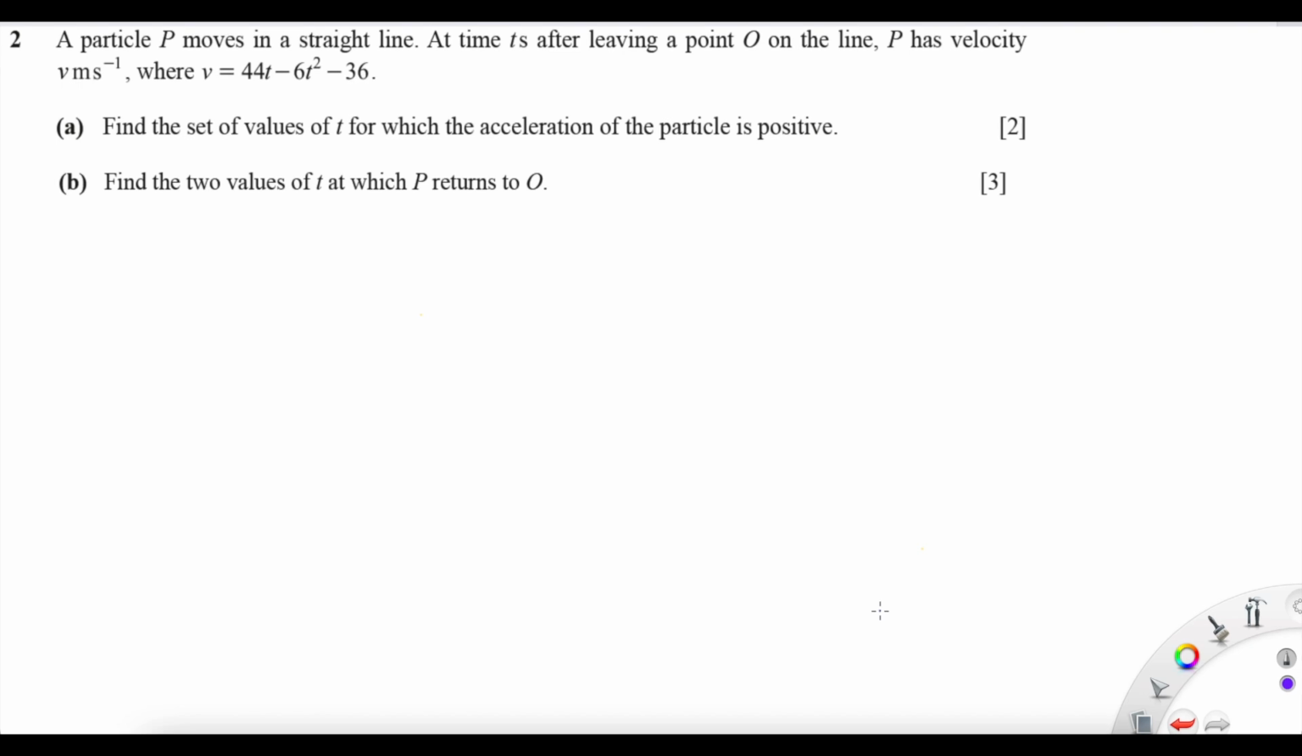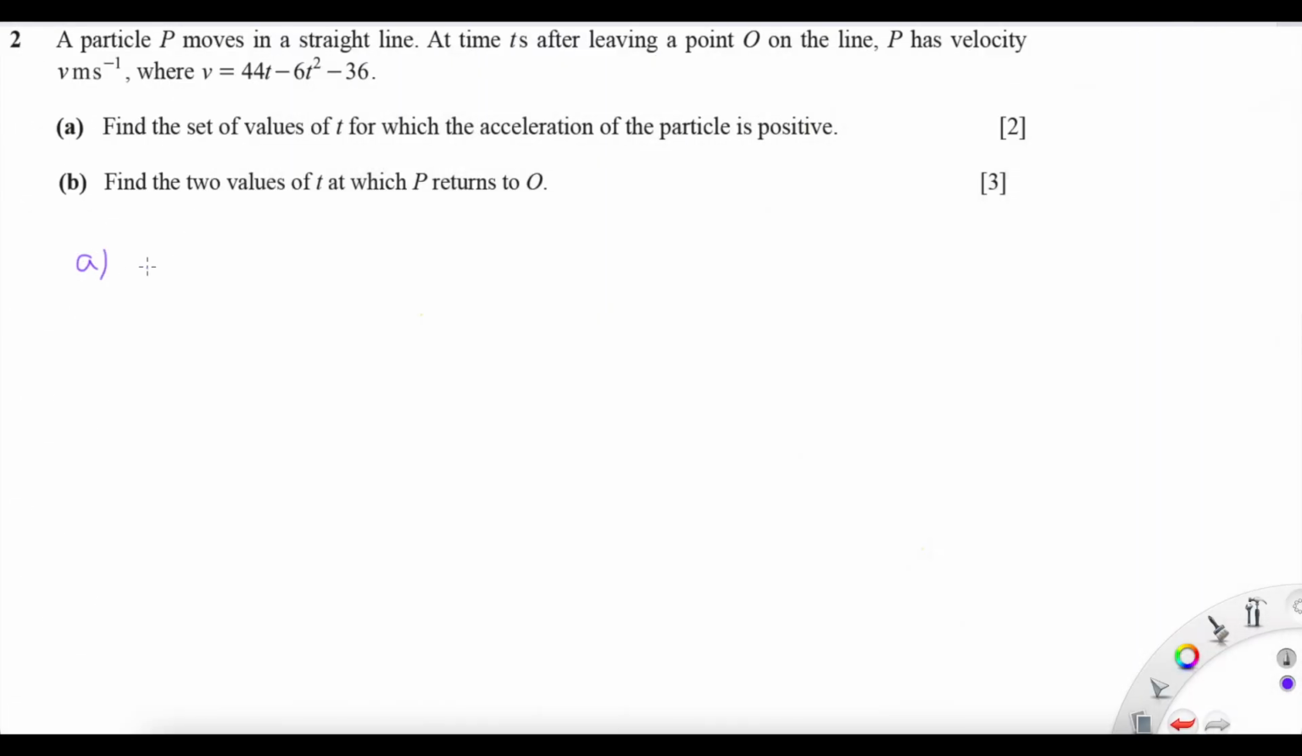Question number 2. A particle P moves in a straight line at time t seconds after leaving a point O on the line. P has velocity v meters per second, where v is equal to 44t minus 6t squared minus 36. Part A, find the set of values of t for which the acceleration of the particle is positive. Part B, find the two values of t at which P returns to O.